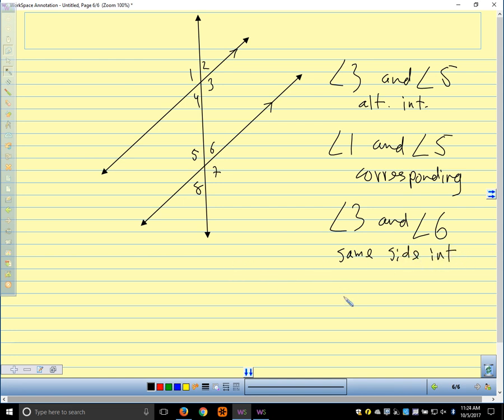Let me see if I can be tricky here. Angle 5 and angle 7. Vertical. Nice. 5 and 7 are across the intersecting lines from each other. Those are vertical angles. How about angle 5 and angle 6? They're a linear pair.